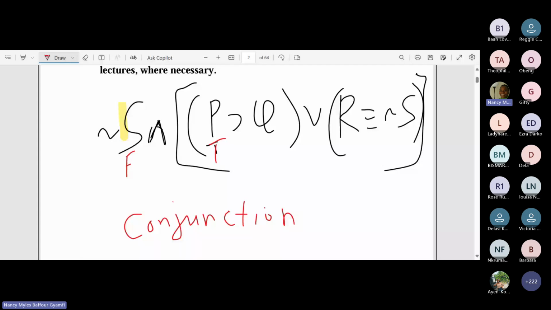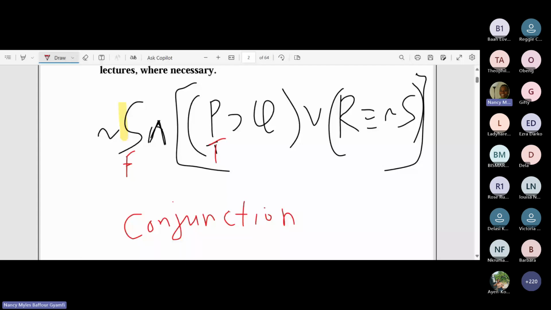It's a conjunction. Now let's look at the value of S. S is F, it means S is false. If S is false, what happens to our not S, which is the left conjunct? It becomes what? True. Please, everyone respond. If the value of S is false, then what happens to our not S? It is true, isn't it? Yes. Okay, so our left conjunct is true.